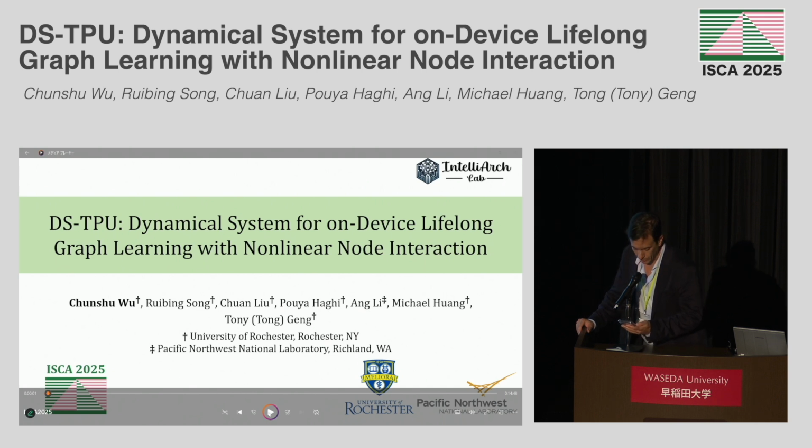Chunshu Wu. Dr. Wu received his PhD in computer engineering from Boston University, where his research focused on architecture design on FPGAs. Then he pursued postdoctoral research in the Department of Electrical and Computer Engineering at the University of Rochester, specializing in dynamical system-based AI hardware co-design. He will soon join Pacific Northwest National Lab and continue this area of research.